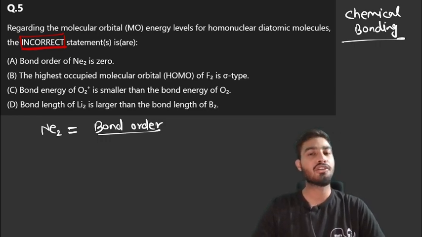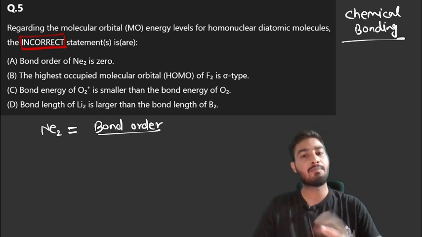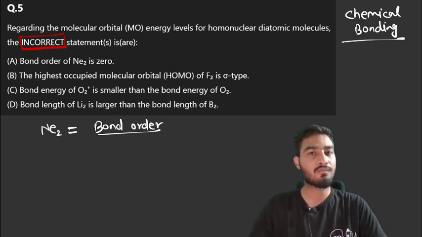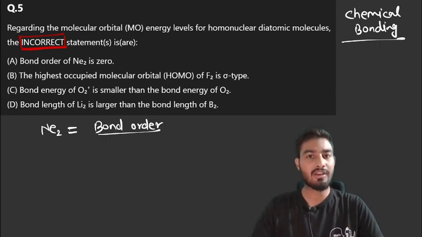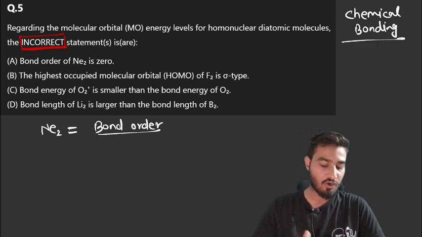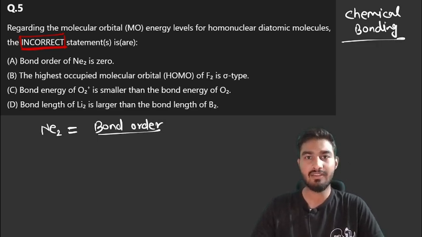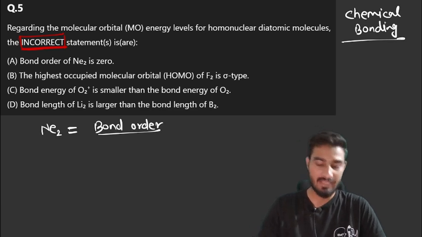Are direct, we know neon is what? An inert gas. It will exist in atomic form, not molecular form. In molecular form it does not exist, that means a bond is not possible. In that case our bond order will be 0 between them. It is a monoatomic gas.